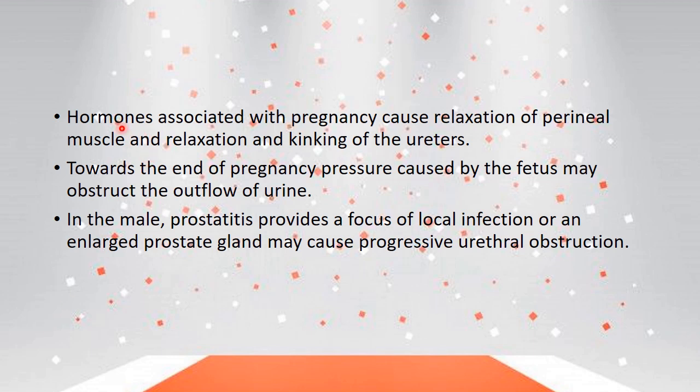Another risk factor, hormones associated with pregnancy cause relaxation of perineal muscle and relaxation and kinking of the ureters. Just as I said, the hormones produced in pregnancy, the progesterone, cause the kinking of the ureters. So it's difficult for the urine to pass through the ureters and flow out. Then towards the end of pregnancy, pressure caused by the fetus may obstruct the outflow of urine. This is in the third trimester when the pregnancy has become so big.